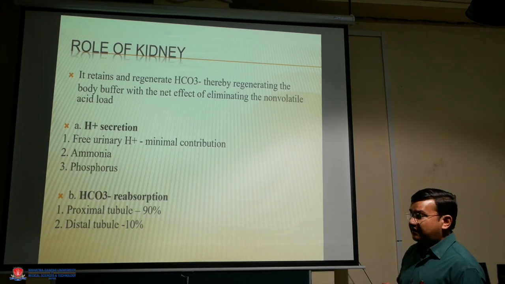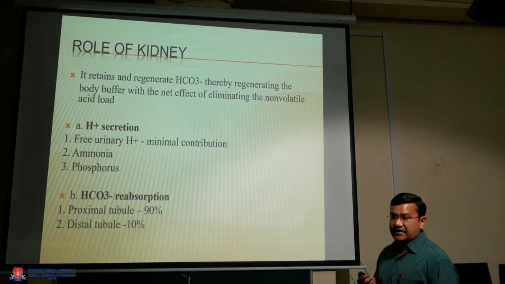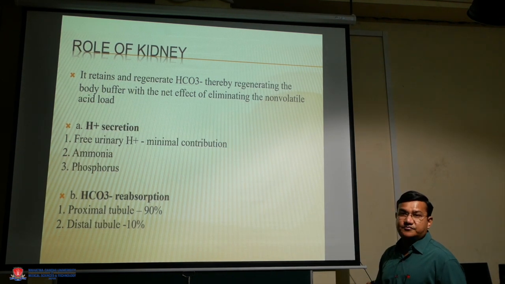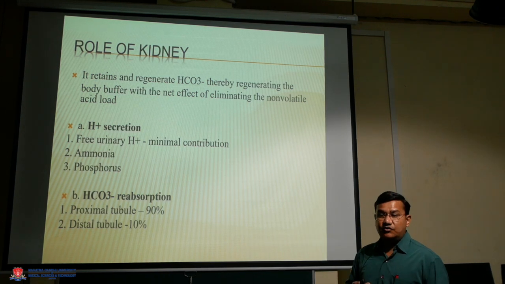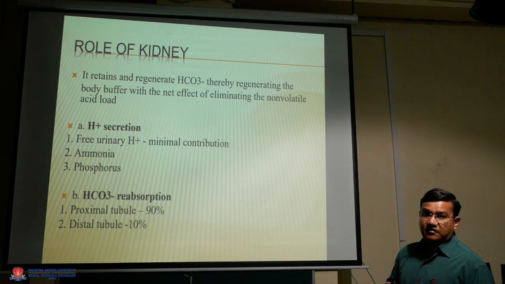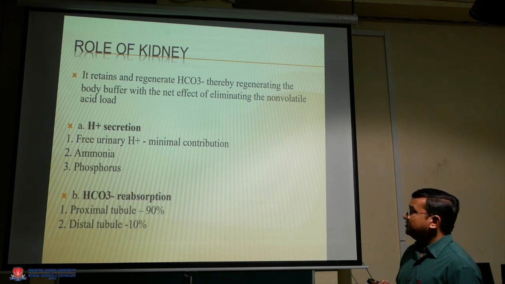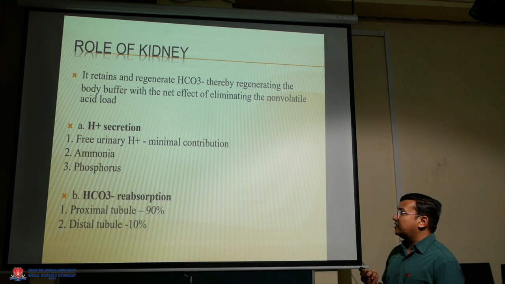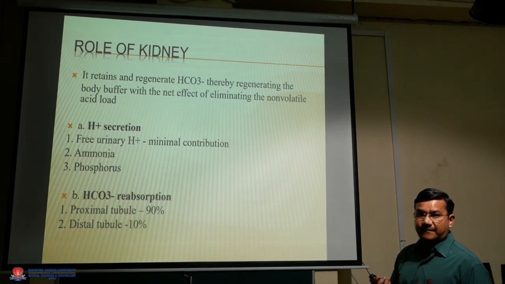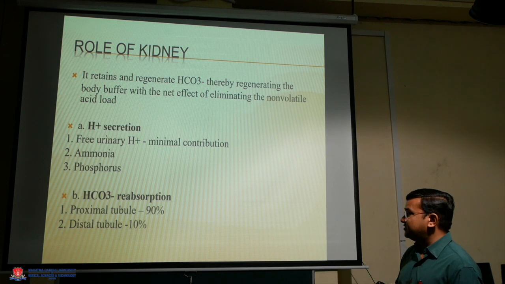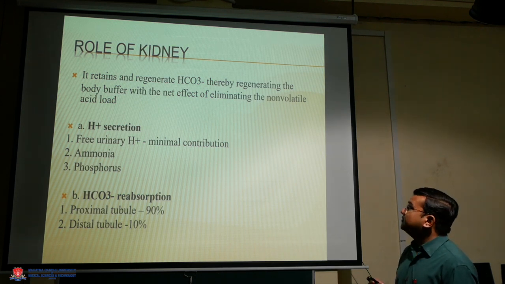Now the role of the kidney. It reabsorbs and regenerates bicarbonate, thereby regenerating the body buffer, with the net effect of eliminating the non-volatile acid load. It causes hydrogen ion secretion by free urinary hydrogen ion, with minimal contribution from ammonia and phosphorus. It causes high bicarbonate reabsorption, about 90% from the proximal tubule and about 10% from the distal tubule.